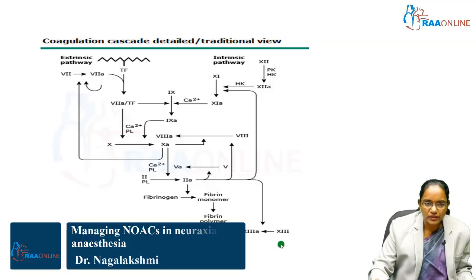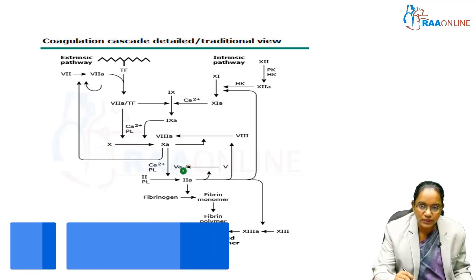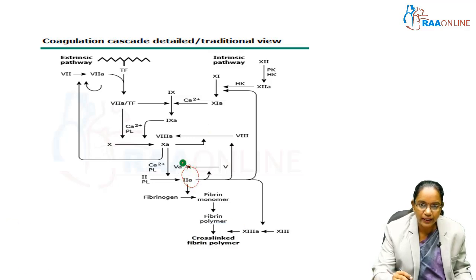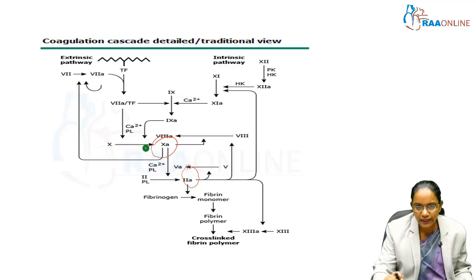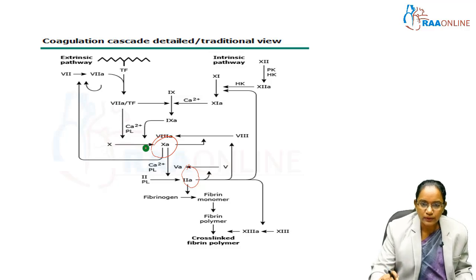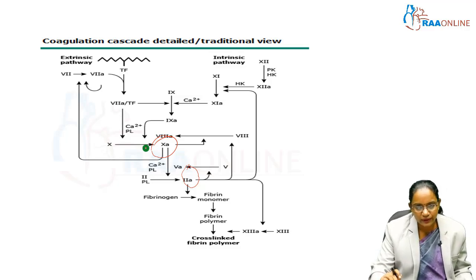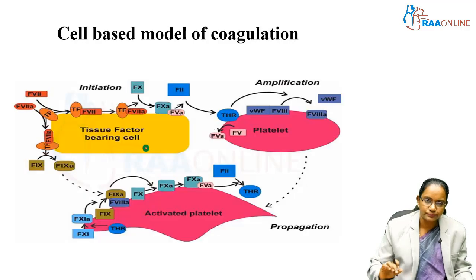Let's go into the coagulation cascade in detail. To know about this, the most important point is factor 2A and factor 10A. Most of the anticoagulants are targeted towards 10A or 2A, and the newer anticoagulants, the direct thrombin inhibitors or factor 10A inhibitors, act upon the conversion of fibrinogen to fibrin monomer and prevent the coagulation or prevent the clot formation.